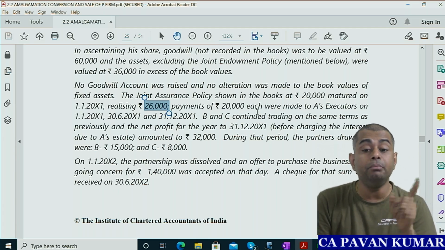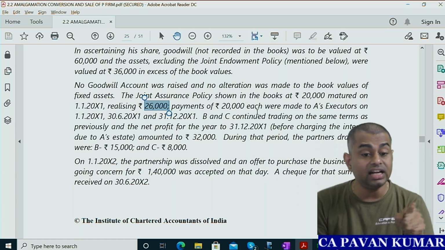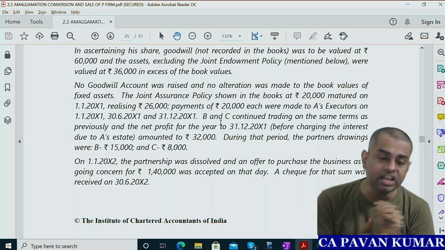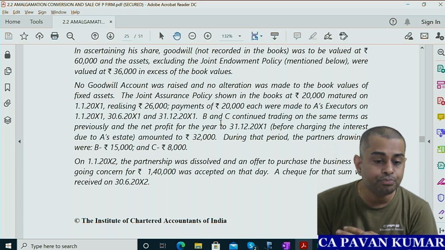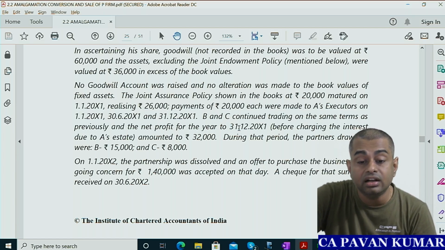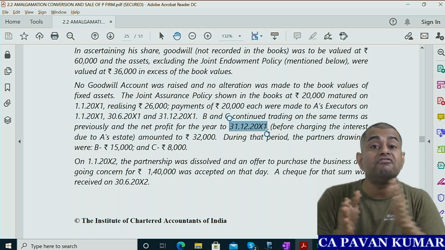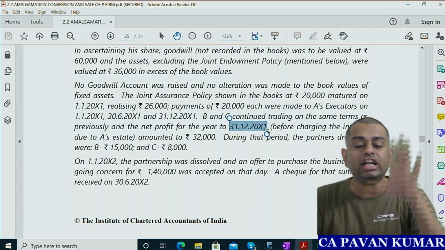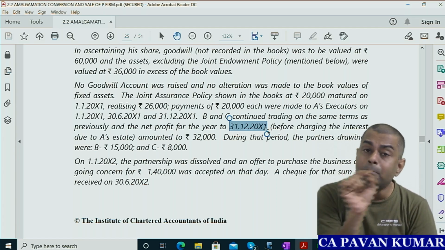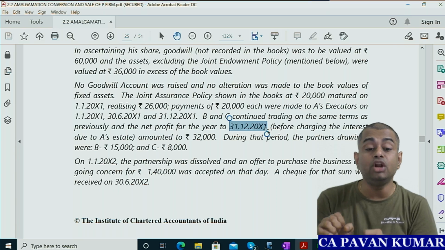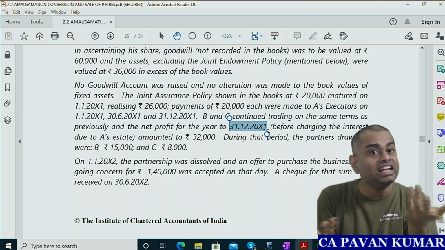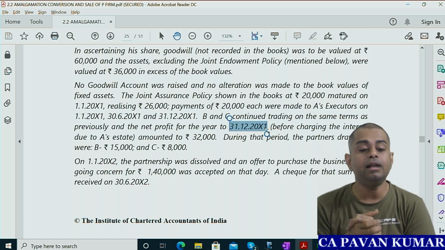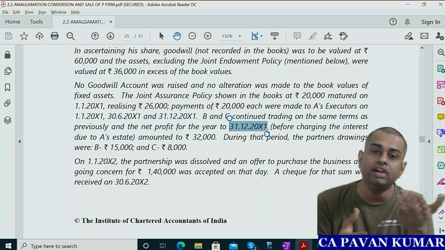Payments of 20,000 each were made to A's executors on 1/1/2011, 30/6/2011 and 31/12/2011. Okay. B and C continued trading on the same terms as previously, that means 2:1 is carrying. And the net profit for the year ended 31/12/2011, that means one year after death, before charging interest due to A's estate, amounted to 32,000. You take 32,000 minus interest paid to A's estate. The balance belongs to B and C only, because this year A is not there. Whatever the profit is, they will distribute in 2:1. During that period, partners' drawings were 15,000 and 8,000. We will debit the partners' accounts.